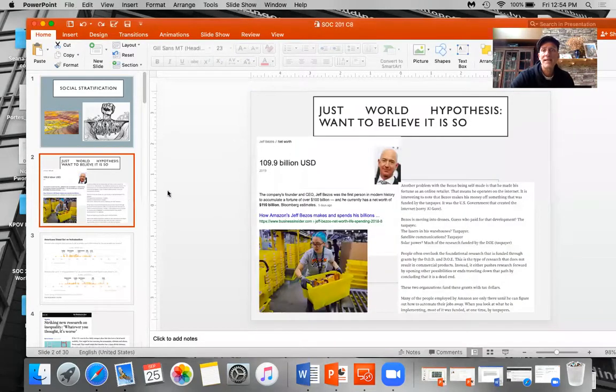Let me introduce this idea of the just world hypothesis. The just world hypothesis is that we want to believe that the world is a just place. We are taught, significantly taught, that if you work hard, put your nose to the grindstone, do the right things and do them well, and you are a good person, then you will be able to achieve a high degree of success. So we believe that the world's just, right? Those who are at the bottom are there for a reason, and those at the top deserve their placement in society.